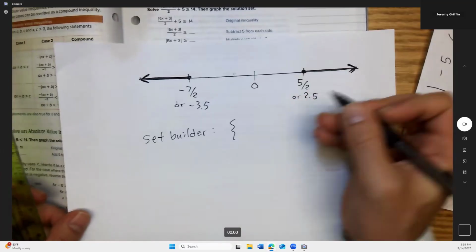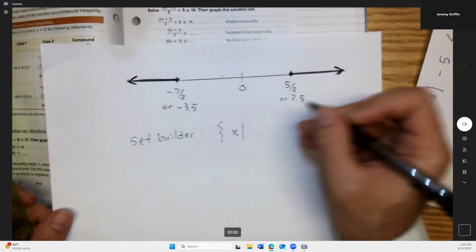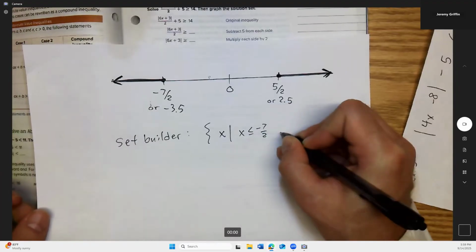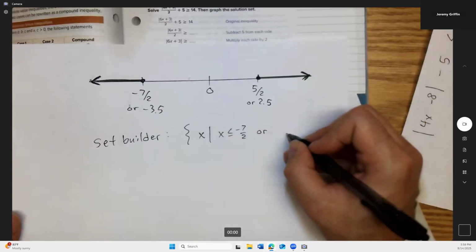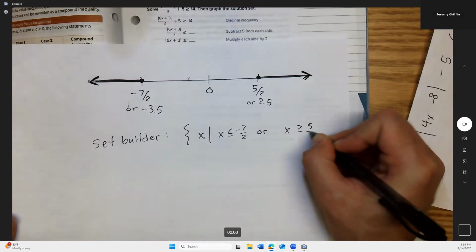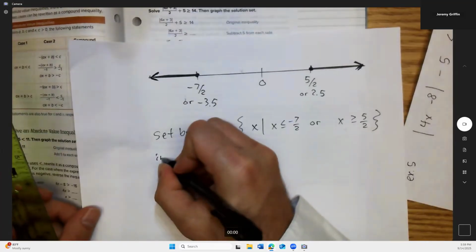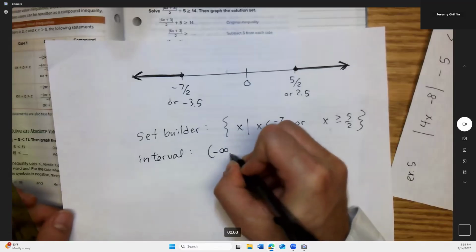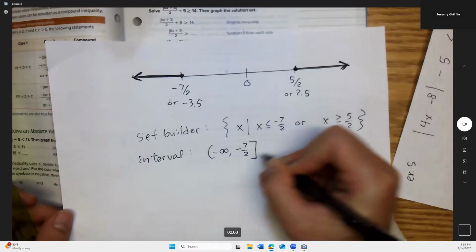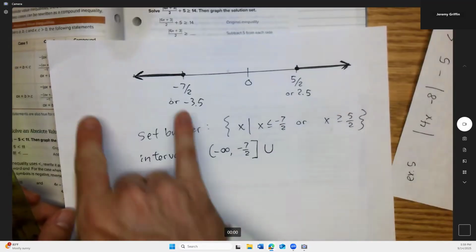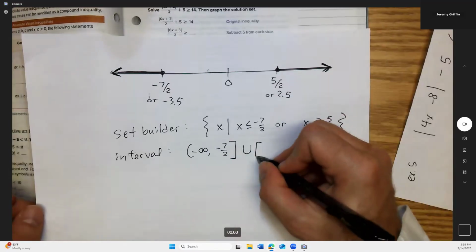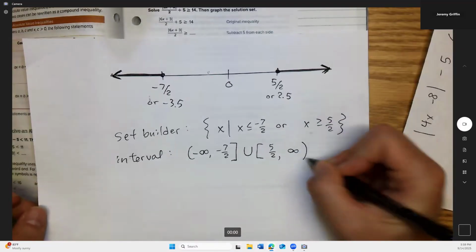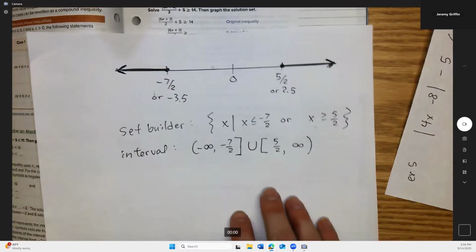This would look like x such that x could be less than or equal to -7 over 2, or x could be greater than or equal to 5 over 2. In interval notation, I could go -infinity to -7 over 2, close square bracket, and put a union. So union of this and this, open square bracket, 5 over 2, and then it could just keep going on forever. I still have to test a couple of points to make sure this works.